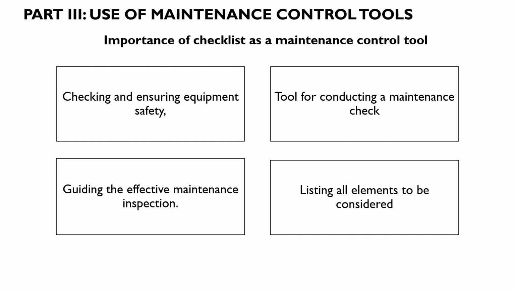A maintenance check is intended to check equipment, usually to check their safety. A maintenance checklist is a tool needed by maintenance personnel in conducting a maintenance check. It primarily guides him or her in efficiently conducting the maintenance check. It lists all the items to be considered, which helps the maintenance officers or other personnel in remembering the things which he or she has yet to consider.